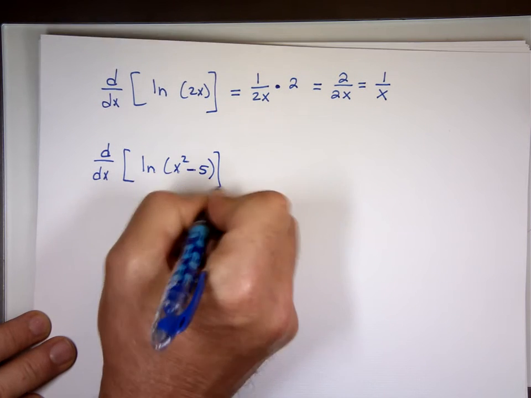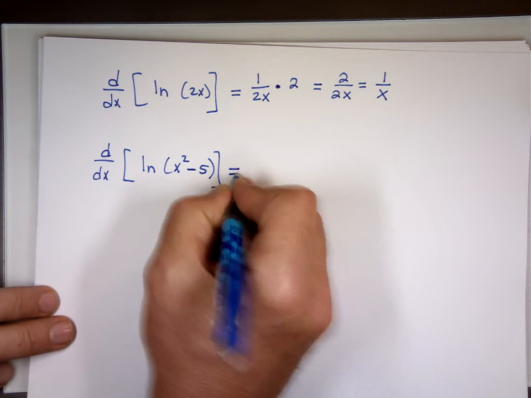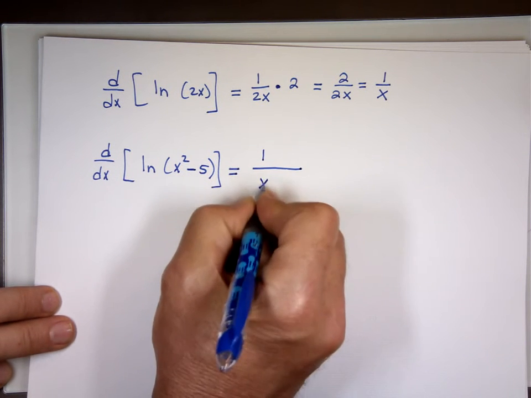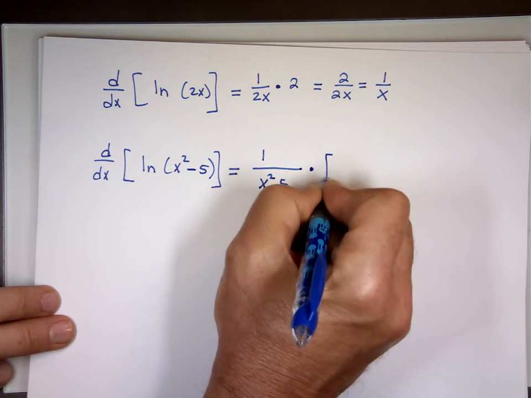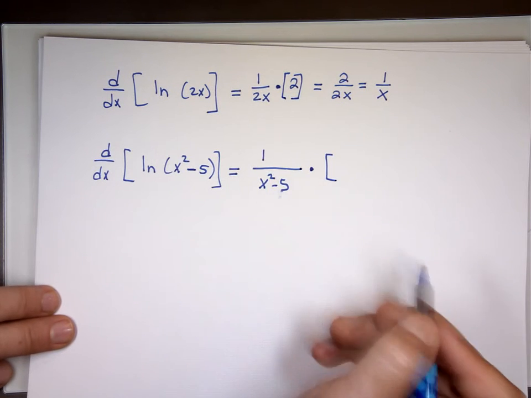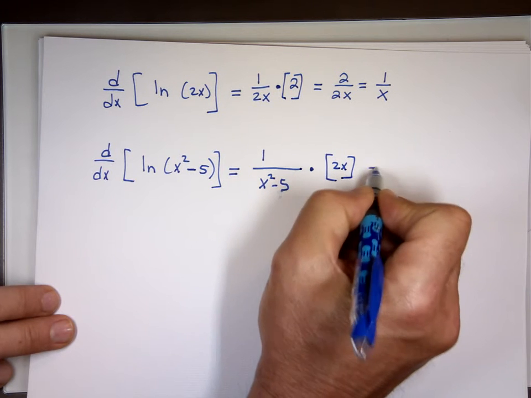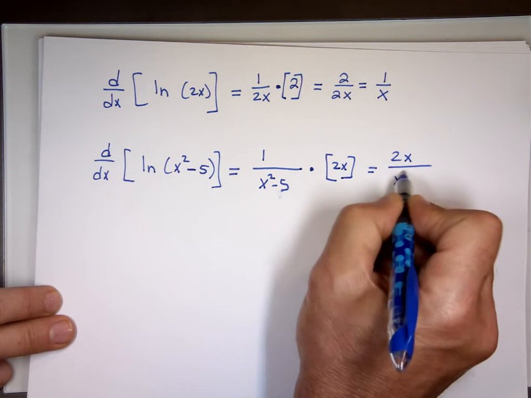What's the derivative of the natural log of x squared minus 5? One over what? x squared minus 5 times the derivative of x squared minus 5. What's the derivative of x squared minus 5? 2x. So that's 2x over x squared minus 5.